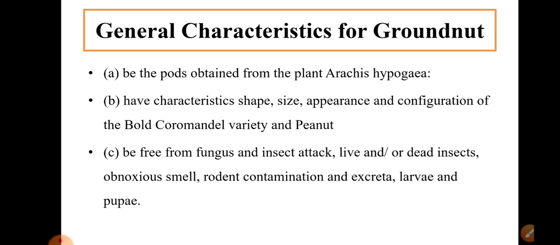Then we have seen the general characteristics for groundnut. Your groundnut pod should be obtained only from the groundnut plant, that is, Arachis hypogaea. Then it should be uniform in size, shape, and other configuration as per all grades, like bold, coromandels and peanut. Then it should be free from any kind of insect and pest attacks, or fungus, and dead or live parts of insects.